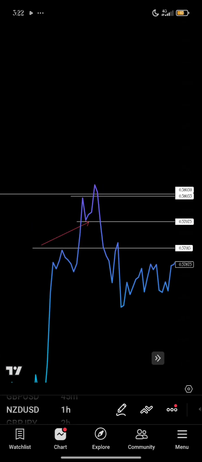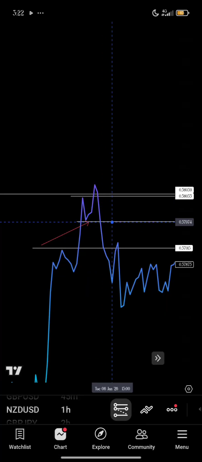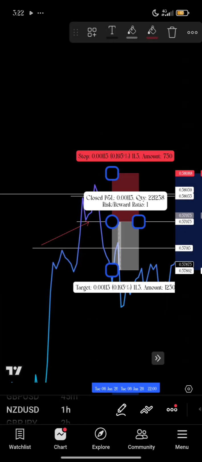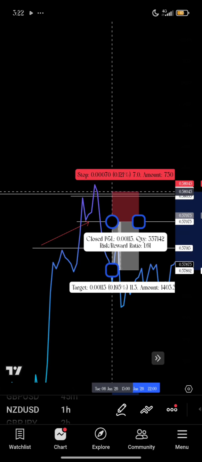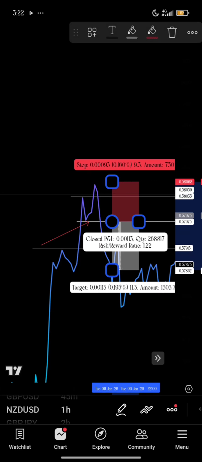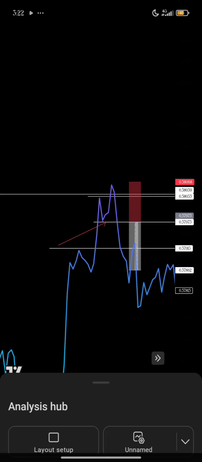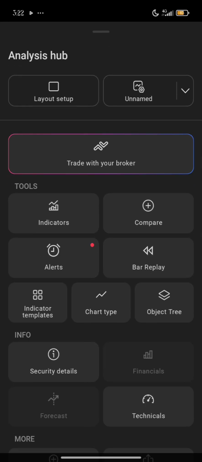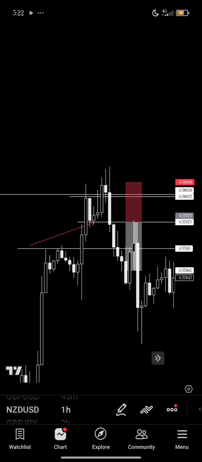So let's say you enter from this zone, and then your stop loss will be above that high, so that you could be on a safer side in case price wants to dance around, that kind of stuff.